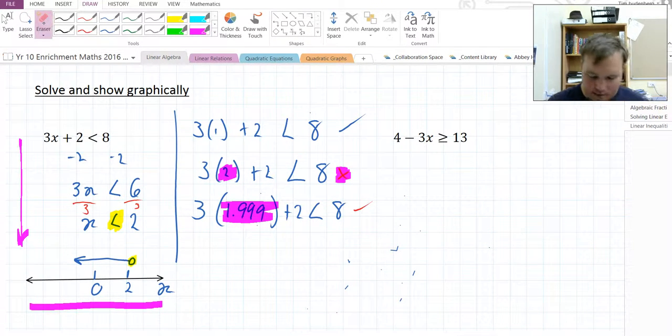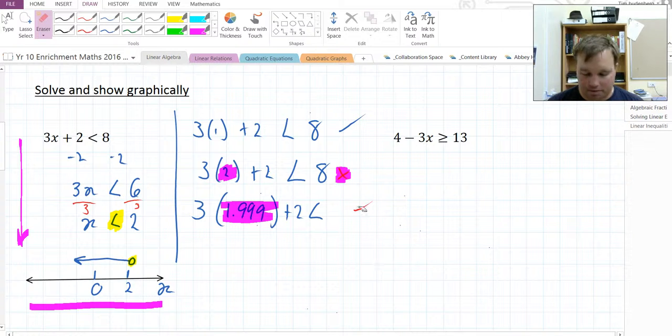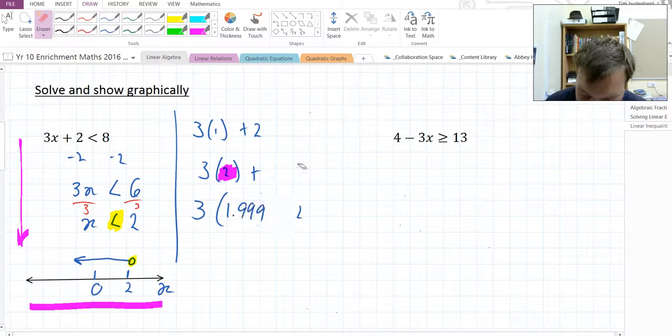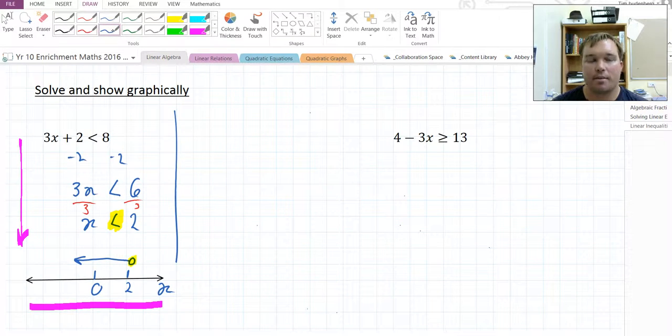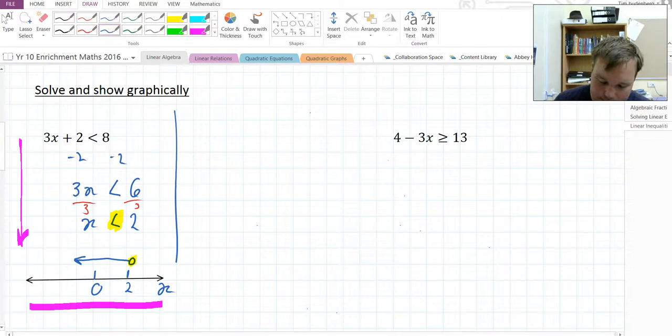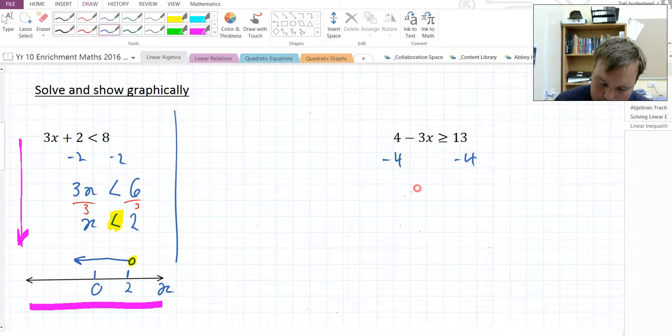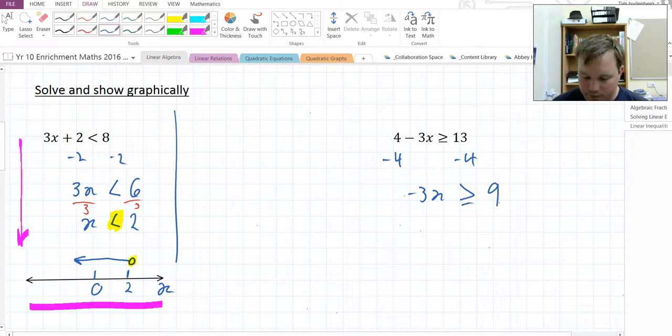Alright. That seemed easy, didn't it? It gets a little harder. Alright, let's look at another one. Now, same as again, you want to unwrap x, get x by itself. Take 4 from both sides, minus 3x is greater than or equal to 9. So far, so good.